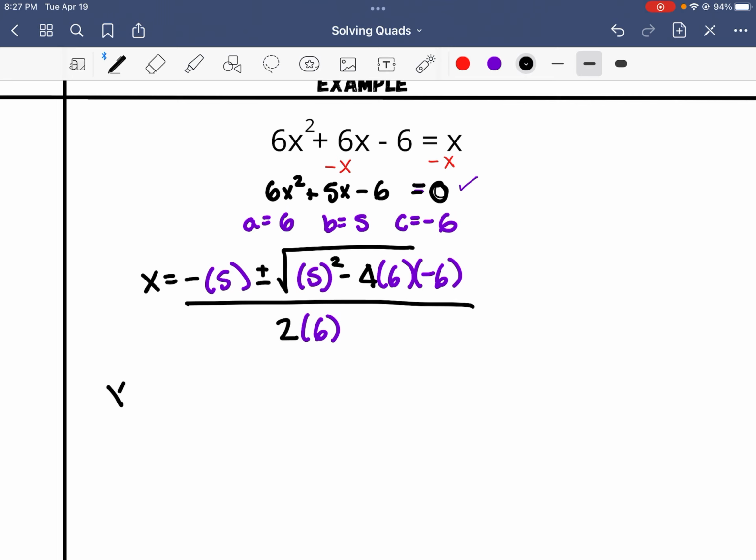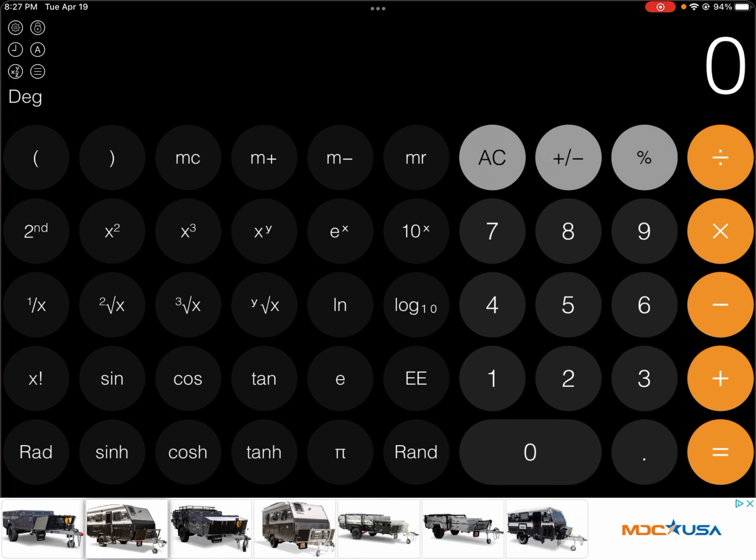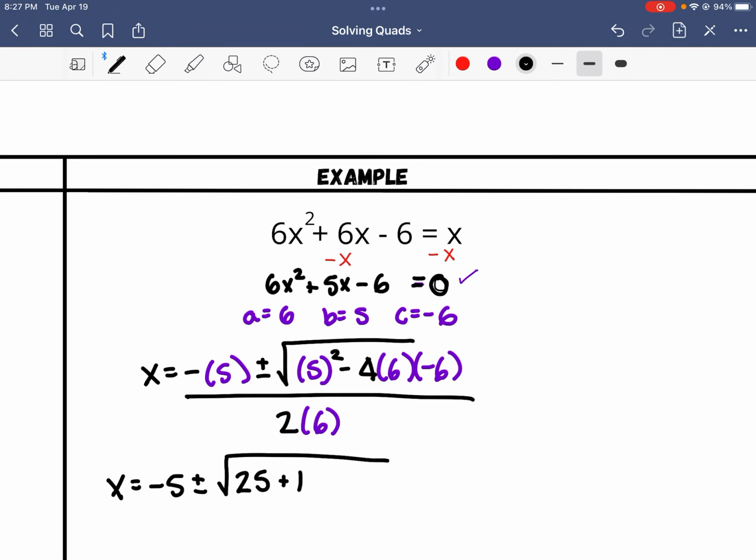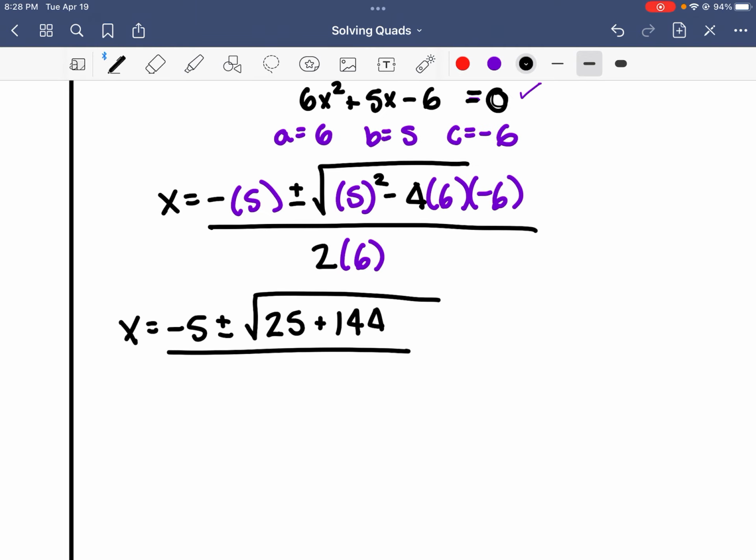Now I'm going to clean up. X equals -5 plus or minus 5 squared is 5 times 5, which is 25. And this whole mumbo jumbo, I'm going to plug into the calculator. You can also do that. So I have 4, which is a negative, times 6, times another 6, which is negative, and this gives me 144, all over 2 times 6, which is 12.